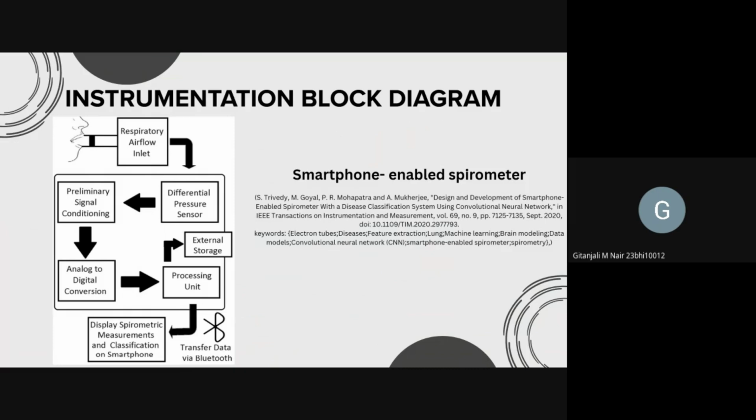Then we have the preliminary signal conditioning. Here the signal is first conditioned to remove unwanted noise or irregularities. And then the analog to digital conversion. Here the analog signal is digitized using an ADC so that it can be processed by a microcontroller. The processing unit calculates the respiratory parameters like volume and flow rate. The external storage is where the data can be stored for patient history, and then we have the Bluetooth transfer, where the results are sent via Bluetooth to a smartphone.